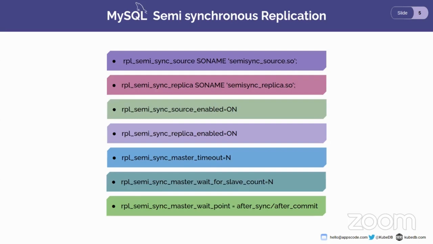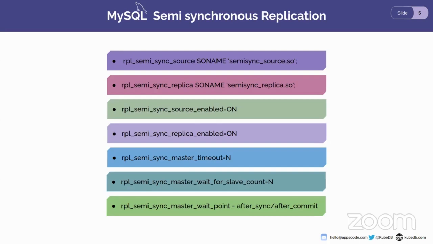if you set the value to after sync, then if the source fails at the point when it is waiting, you can ensure that your slave is up to date with the master, because the transaction hasn't been written into the master data engine or the replica data engine. So your replica is up to date with your master. So if your master fails at that point, you will not lose data. So this will be a lossless semi-synchronous replication.